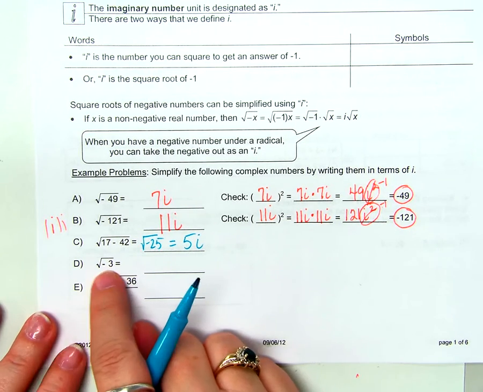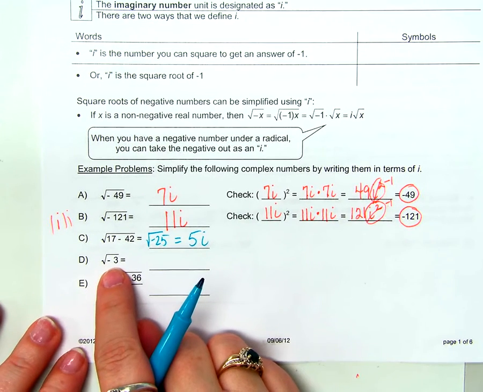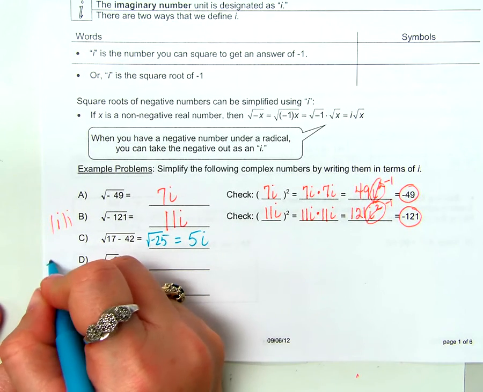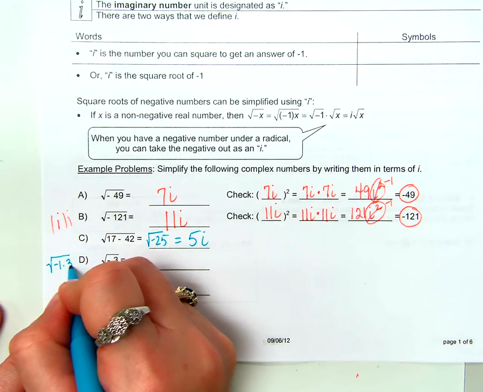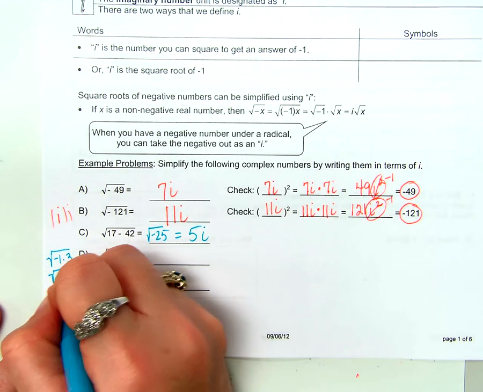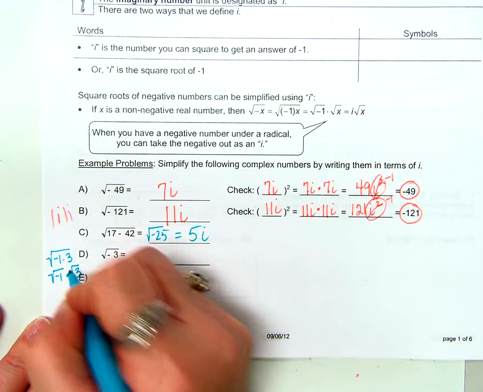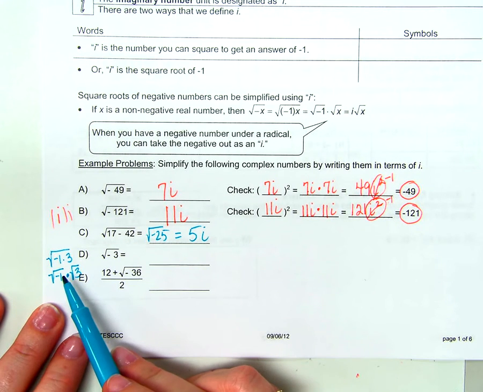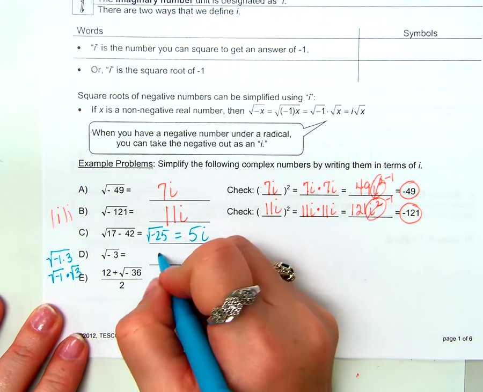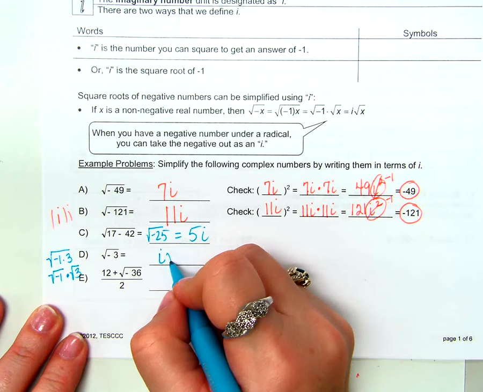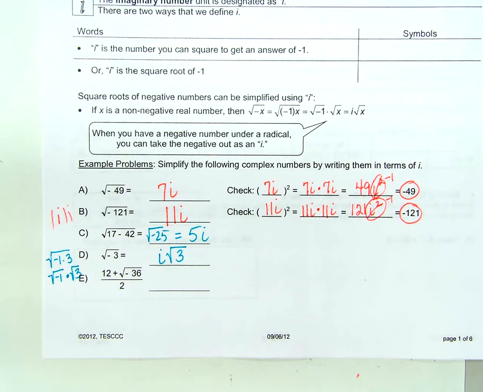Now remember for just a second what I told you about the properties of square roots. Can I rewrite problem D as the square root of negative 1 times 3, which is the same as the square root of negative 1 times the square root of 3? What's the square root of negative 1? i. What's the square root of 3? I don't know either. It's not a nice whole number, so I just want to leave it as the square root of 3. Okay? Any questions about that one?